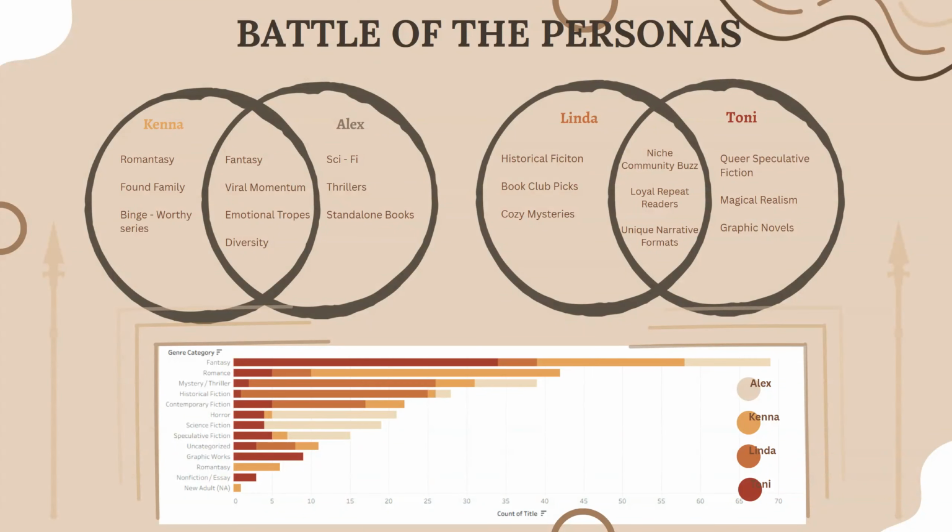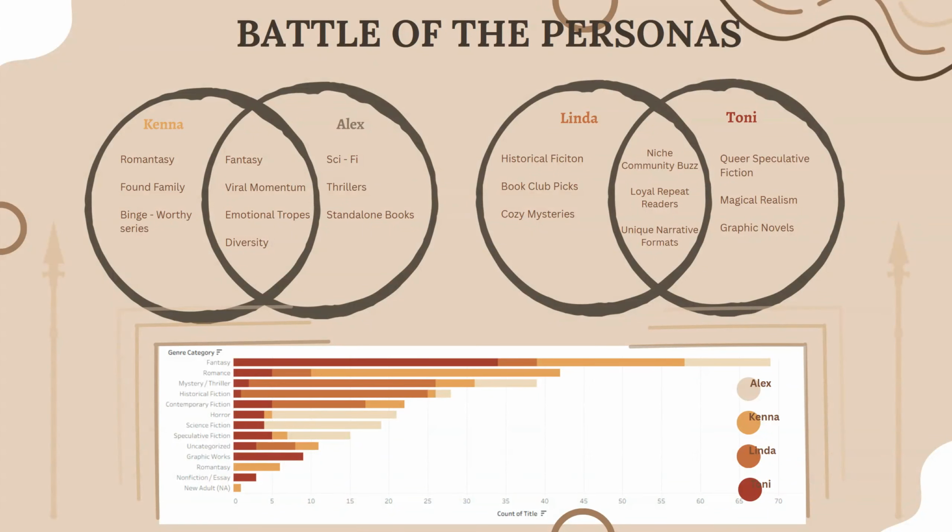One of the biggest takeaways from this project was realizing just how different book talk can look depending on who you are as a reader. This slide shows where each persona's feed overlaps and where it doesn't. I used Venn diagrams to map the shared themes, genres, and emotional pulls that shaped each reader's book talk experience.